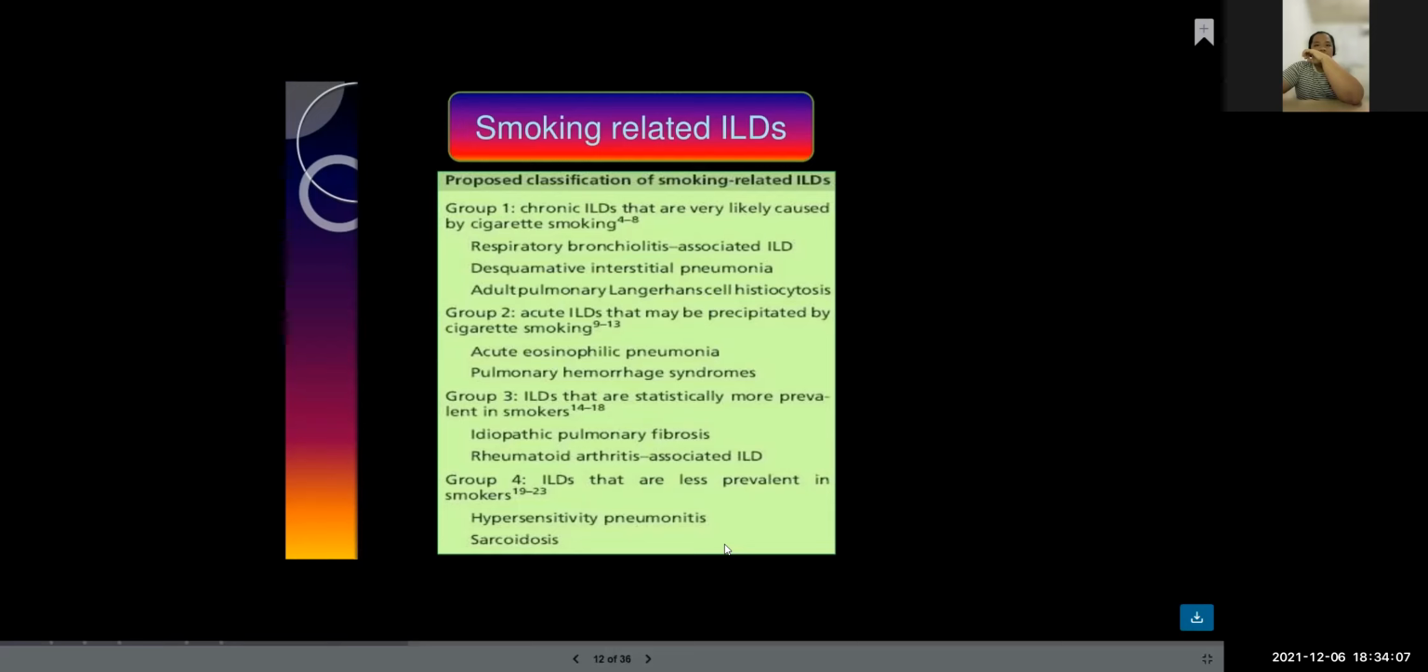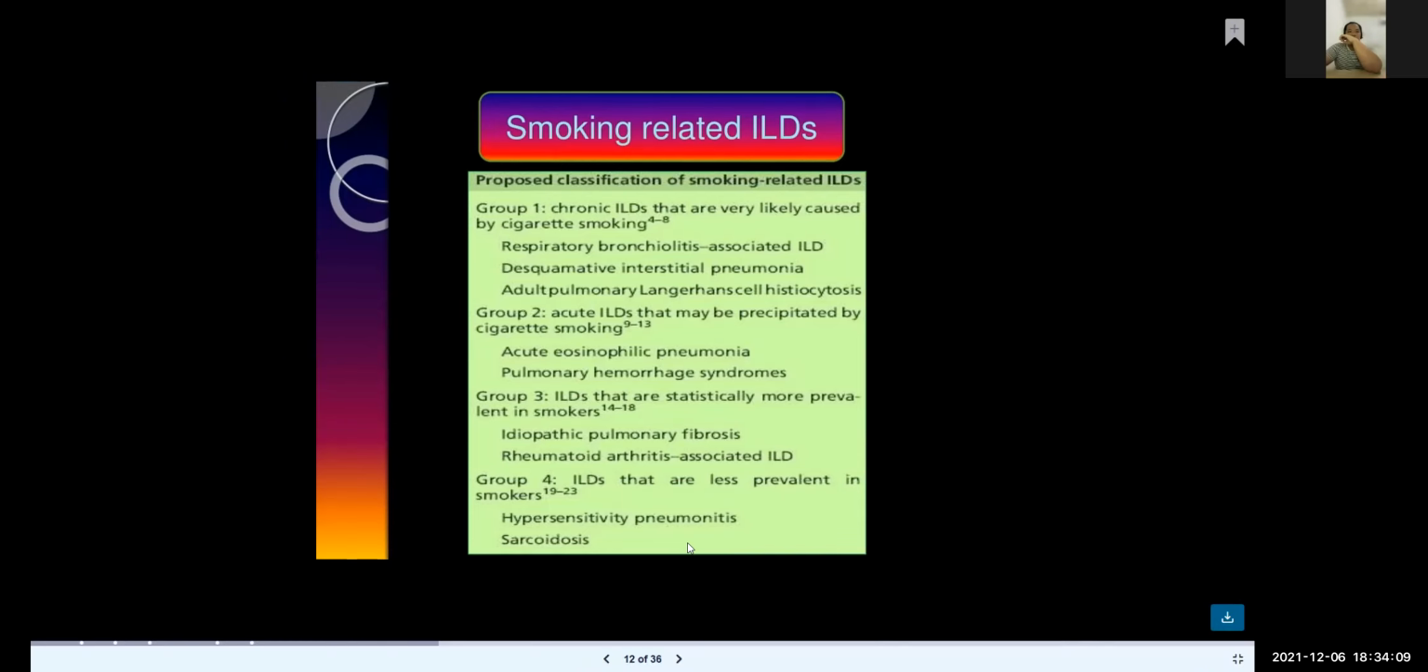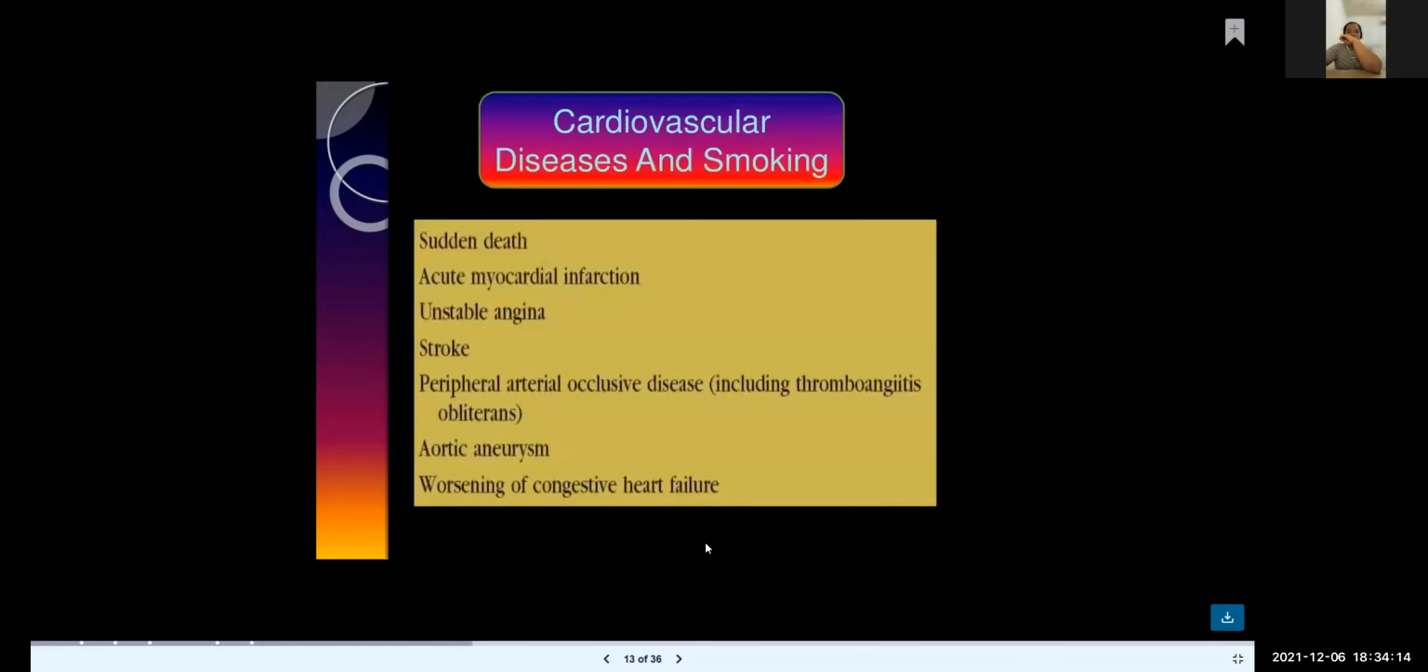prevalent: idiopathic pulmonary fibrosis, rheumatoid arthritis. And for group 4 that are less prevalent in smokers: hypersensitivity pneumonitis and sarcoidosis.